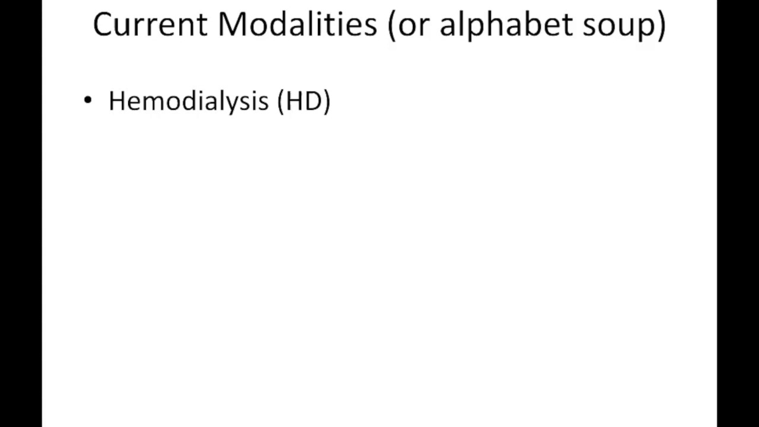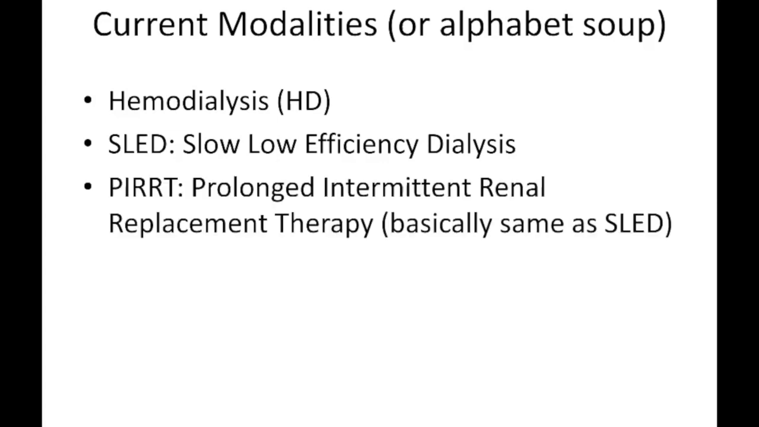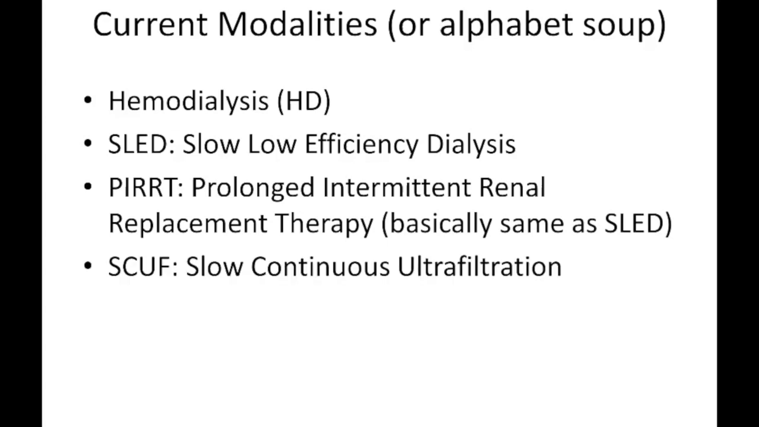And so the classic is hemodialysis, also called intermittent hemodialysis or IHD. There is a gentler version of this with lower blood flow rates, lower dialysate rates, which does cleaning over a longer period of time with gentler settings, and that's called slow, low efficiency dialysis. This is also referred to as PIRRT, prolonged intermittent renal replacement therapy. The settings can be slightly different than SLED, but basically the same concept.